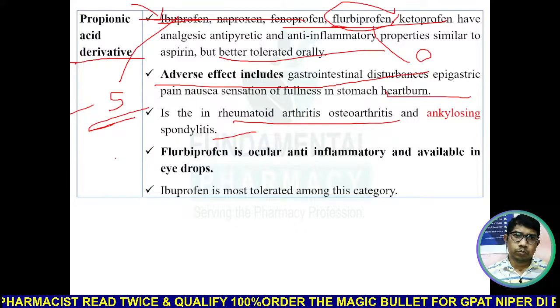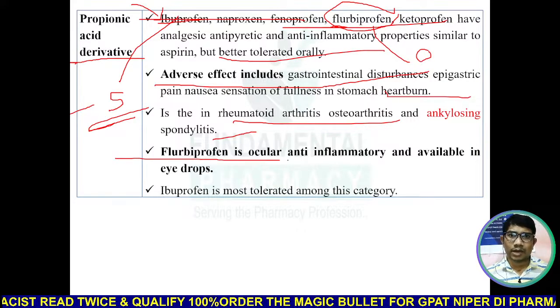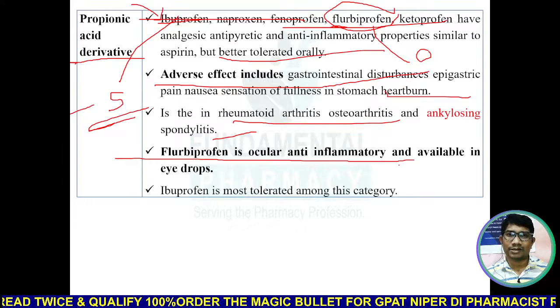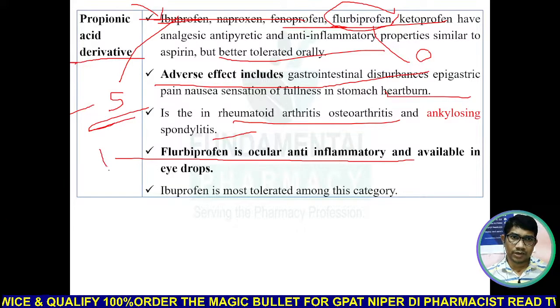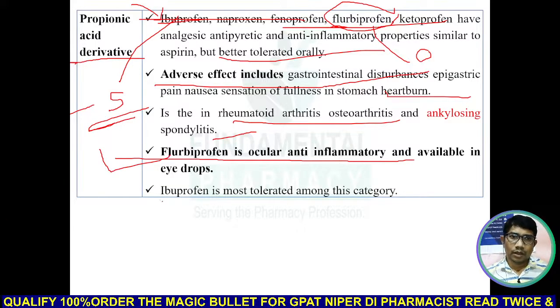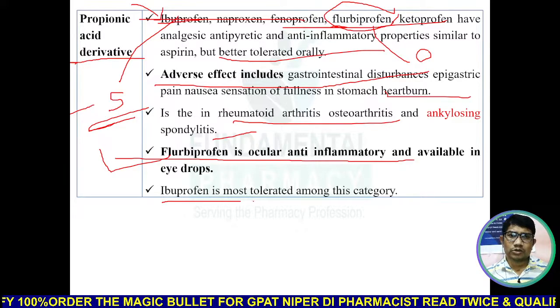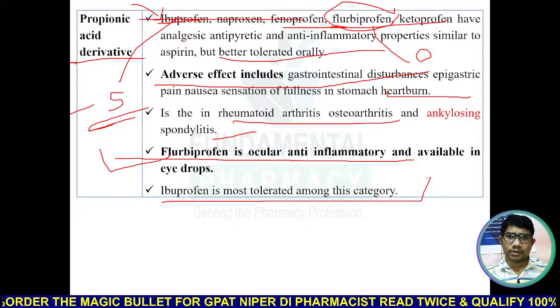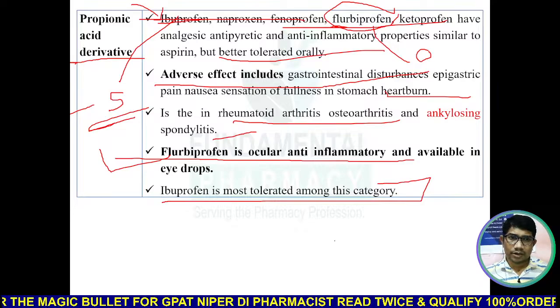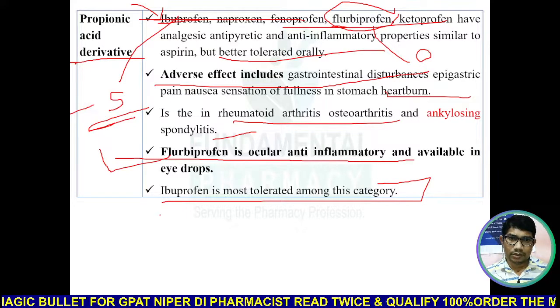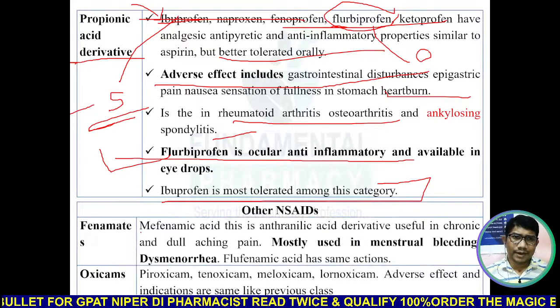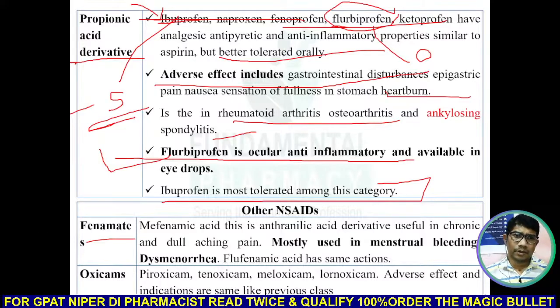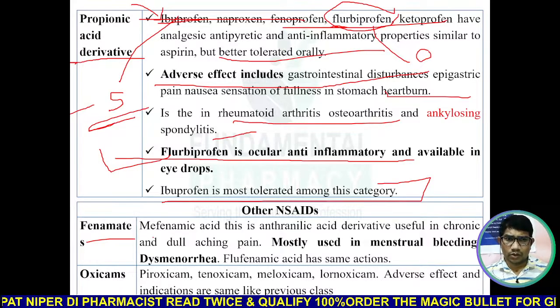Look, flurbiprofen is an ocular anti-inflammatory drug and is available as an eye drop. A question on this has already come. Ibuprofen is the most tolerated drug among this category, the most tolerated is ibuprofen. It has enantiomers. The next drugs are the fenamates, the fenamic acid derivatives.